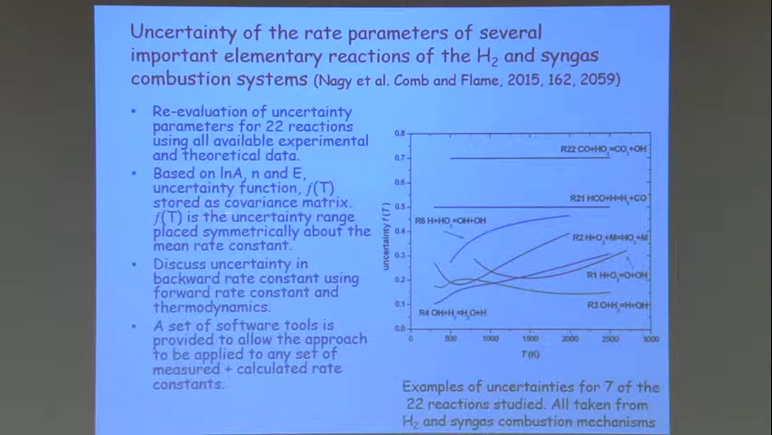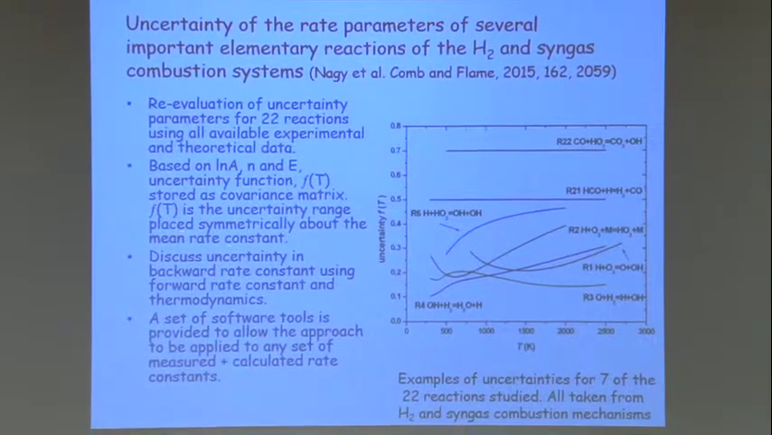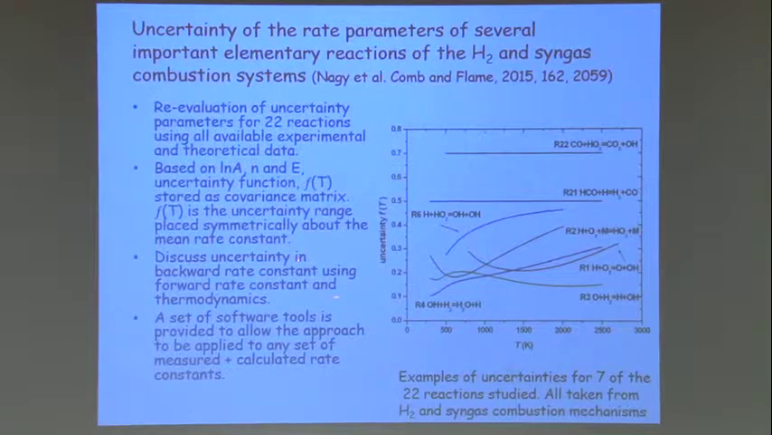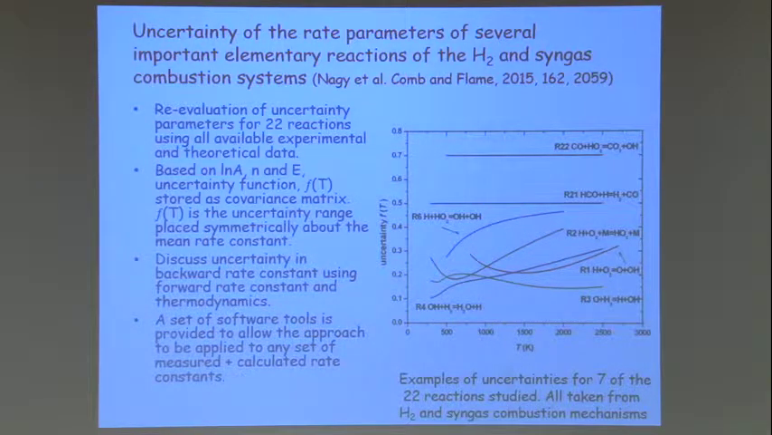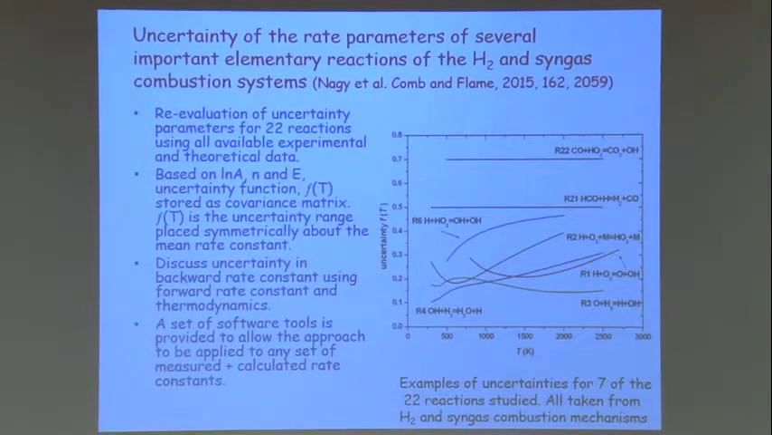And they stored this as a covariance matrix in the uncertainty range, placed symmetrically about the mean rate constant. So what they're doing is looking at those determinations, looking at the best fit to those determinations, and then looking directly at the scatter around it. Now, there are problems with this, because what you ought to be doing is weighting those rate data in some way. And it's difficult to do that except using what the original experimentalists suggested should be used.